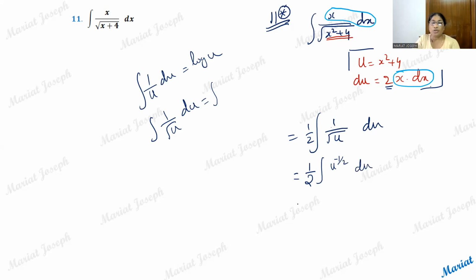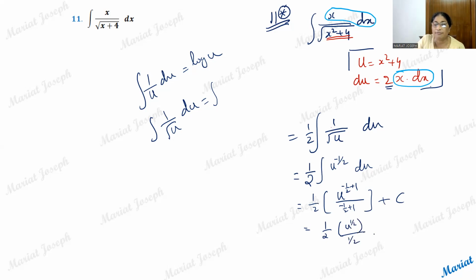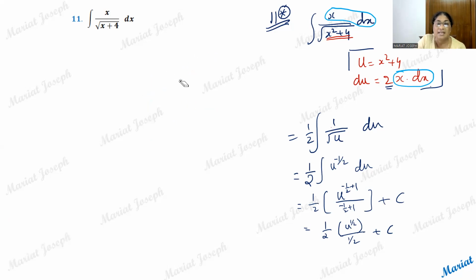Okay, 1 upon root u means u raised to the power minus half. Now, what will be the power then? Integrate it now. U raised to minus half plus 1, upon minus half plus 1. What is minus half plus 1? Half. So u raised to the power half upon half plus c. Half of what cancels, and root u will be the answer. And then you replace u. That is 11 star. Okay.